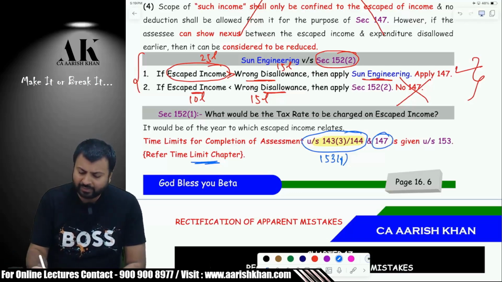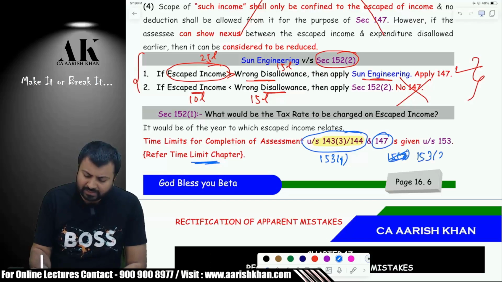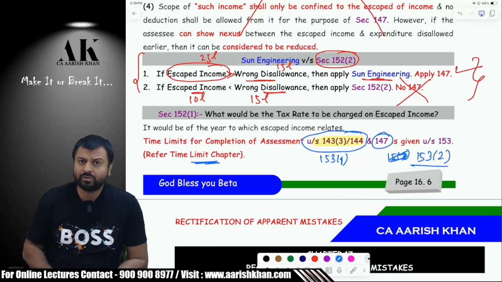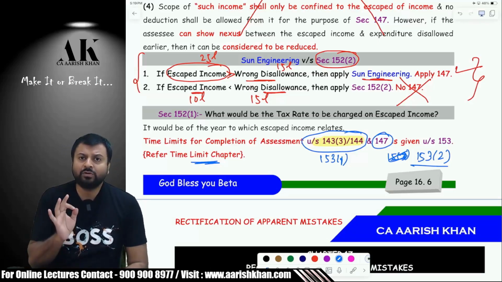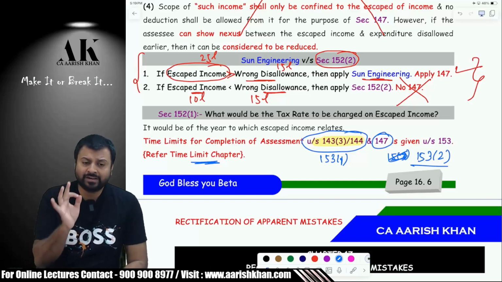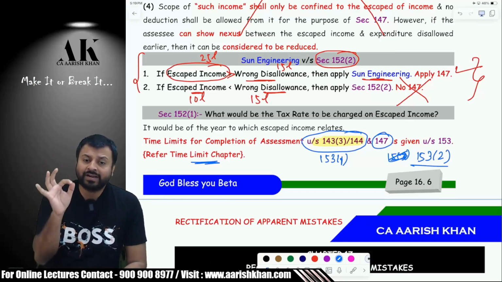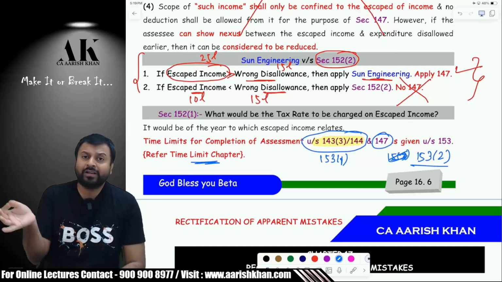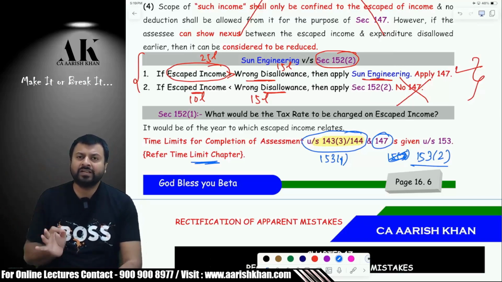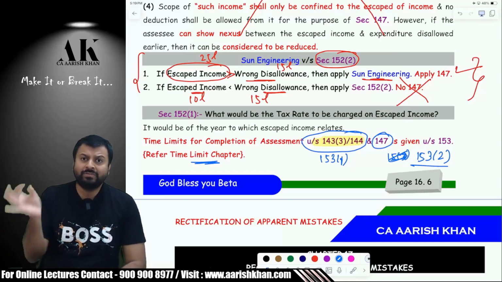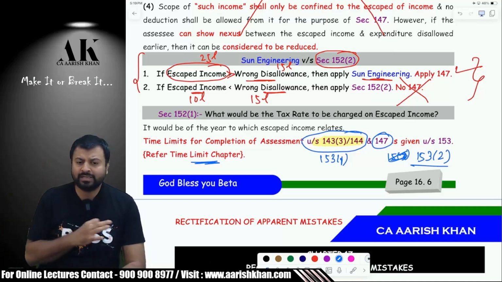Okay. And in 147, the time limit is given in 153 subsection 2. What is the time limit to complete 147? Listen carefully please all of you, it is 12 months from the end of the financial year in which the notice under 148 is served to the assessee. So in whichever year the notice under 148 is given to the assessee, from the end of that year, 12 months time limit the assessing officer will get.